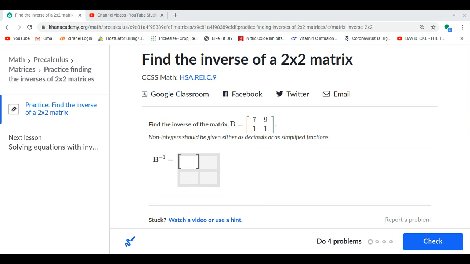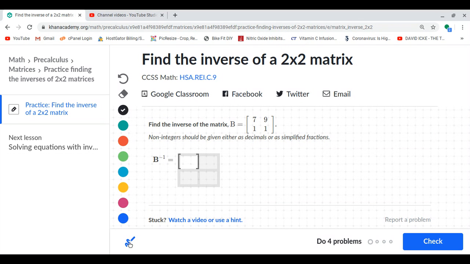So let's first find the determinant. The determinant of B is going to be 7 times 1 minus 9 times 1. It's going to be 7 minus 9, which is going to equal negative 2. So the determinant is not 0, so we can find the inverse matrix.